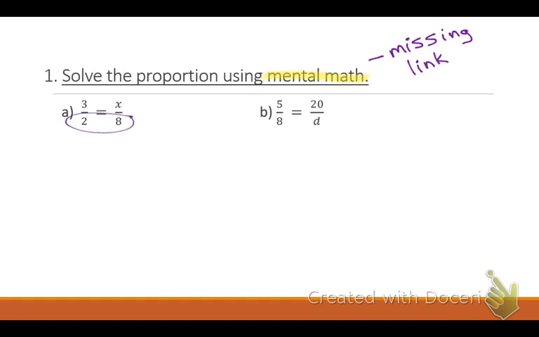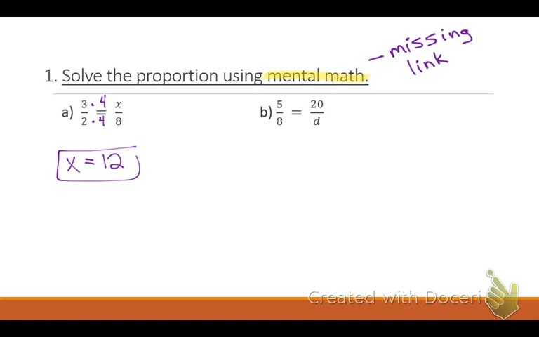So look at the proportion. Do you see on the bottom part of the ratio we know both sides? 2 and 8, you see how we know both sides? Okay, so I'm just going to look for the missing link that could get me multiplication or division that could get me from a 2 to an 8. What could I multiply 2 by to get to 8? 4, okay? So if I'm going from a smaller number to a larger number, that would be multiplication. 2 times 4 is 8. So 3 times 4 is x equals 12.